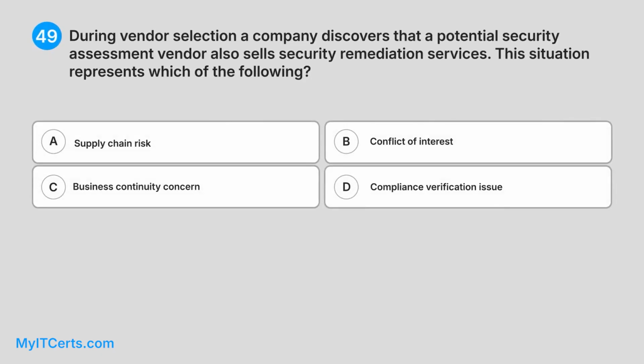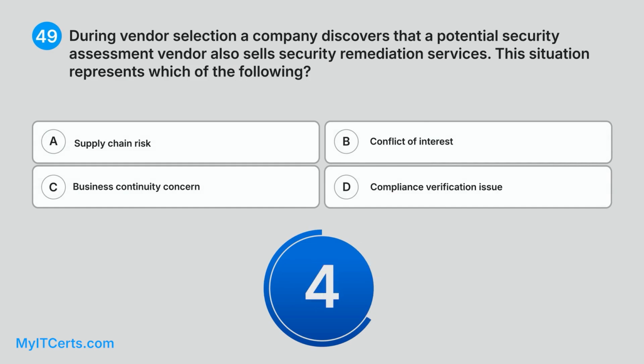(49) During vendor selection, a company discovers that a potential security assessment vendor also sells security remediation services. This situation represents which of the following? A. Supply chain risk. B. Conflict of interest. C. Business continuity concern. D. Compliance verification issue. What do you think is the answer?